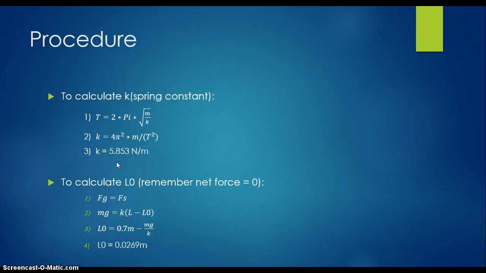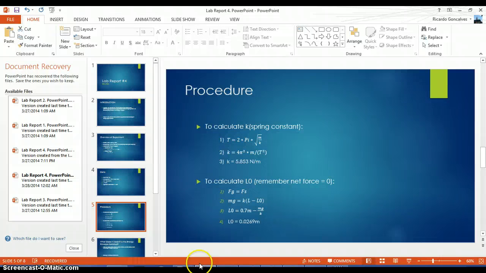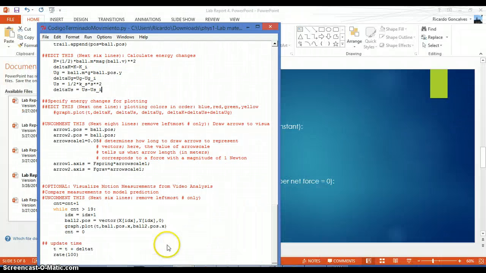And to calculate L0, we have to remember that the net force equals 0 because the system is in equilibrium. There is no energy transfer from the surroundings or to the surroundings with the system. So we set the forces equal, and then we solve for L0, which we got is 0.027 meters. Now with this information, we can develop the code for the movement of the ball.